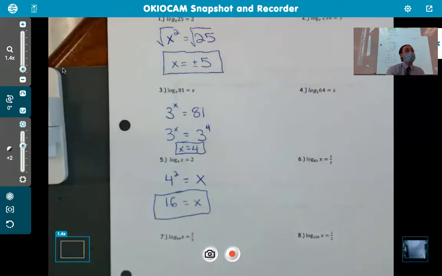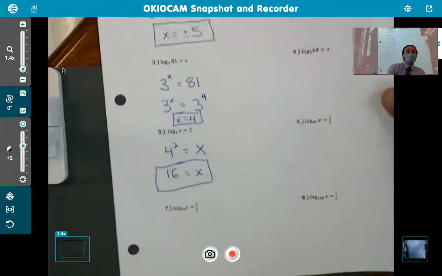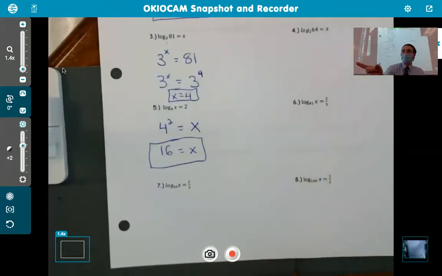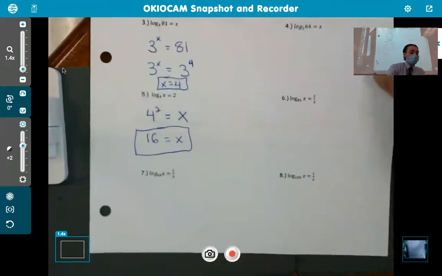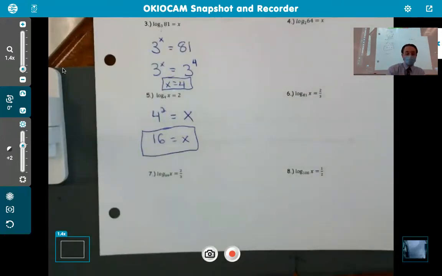Expect to see 2 problems like that tomorrow, and you might see a variety of where your x is located in each of those problems, okay? Does anybody have any questions? Cool. So now that we've seen these, in number 7, let's take a look at that.